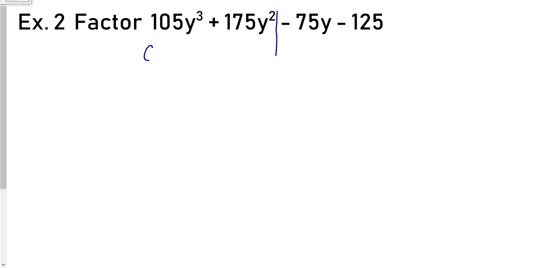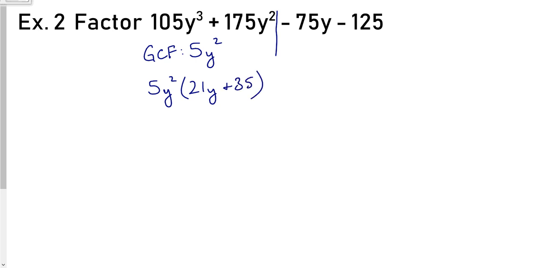So I'm going to look for the GCF over here between 105 and 175. Well, is it a number like 5? Probably. Okay, 5. And then we've also got where each term has at least y squared. So if we factor that out, this is going to factor into 5y squared, and I'm going to have 21y plus 35.